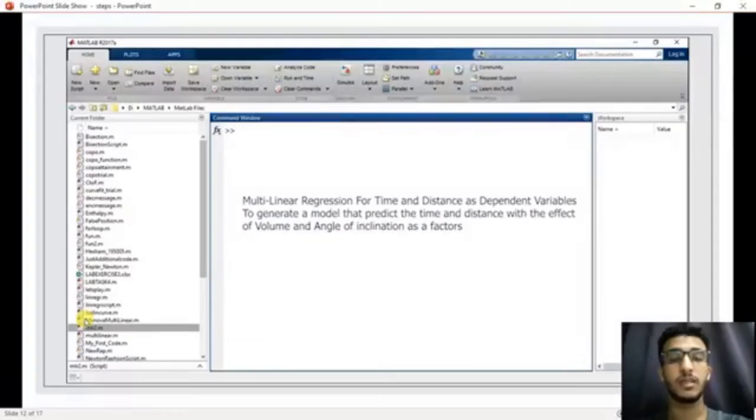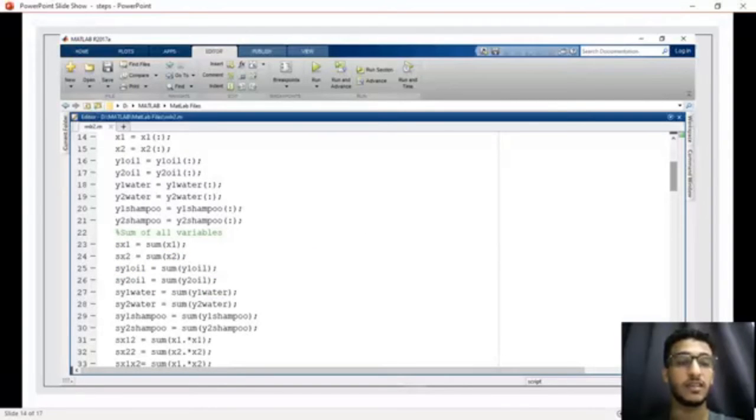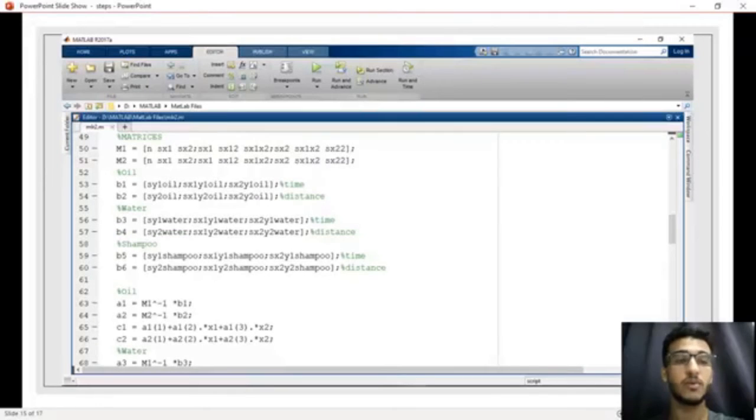In this part, a multilinear regression was used to model and predict the time and distance with the effect of volume and angle of inclination as factors. Code was generated where x1 is the volume, x2 is the angle, y1 oil is the time taken by oil, y2 oil is the distance travelled by oil, respectively with water and shampoo. After that, the sum of all variables was calculated, and matrices M1 and M2 were generated from the sums.